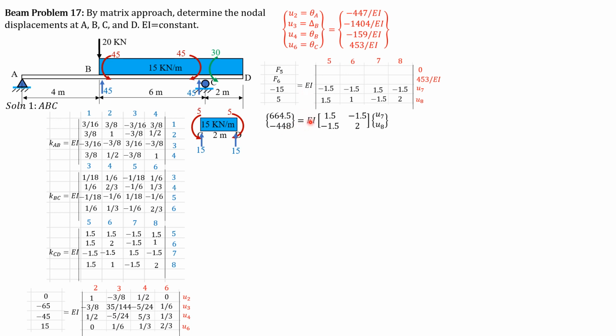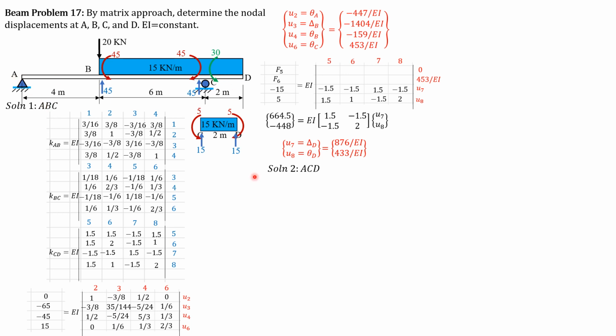Then equals EI times this 2 by 2 matrix here times U7, U8. So U7, U8 can now be computed as the inverse of this 2 by 2 matrix times this 2 by 1 matrix here. So the result can now be computed. U7 corresponds to delta D and U8 theta D. And it is equal to 876 over EI, and for theta D 433 over EI. So that's solution 1. Solution 2 would be to consider ACD.